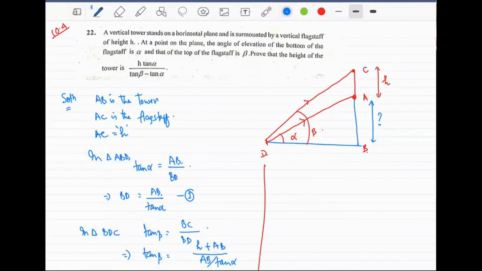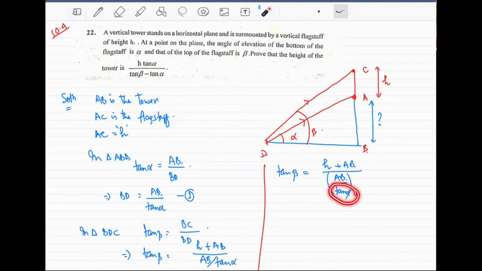Let's do cross multiplication. Cross multiplication is, first of all, what we had was tan beta is equal to (H plus AB) by tan alpha. In this position, we have three levels. We want to reduce it to two, just denominator and numerator. Tan alpha will go above. So tan beta, keep it, and we will have tan alpha above.